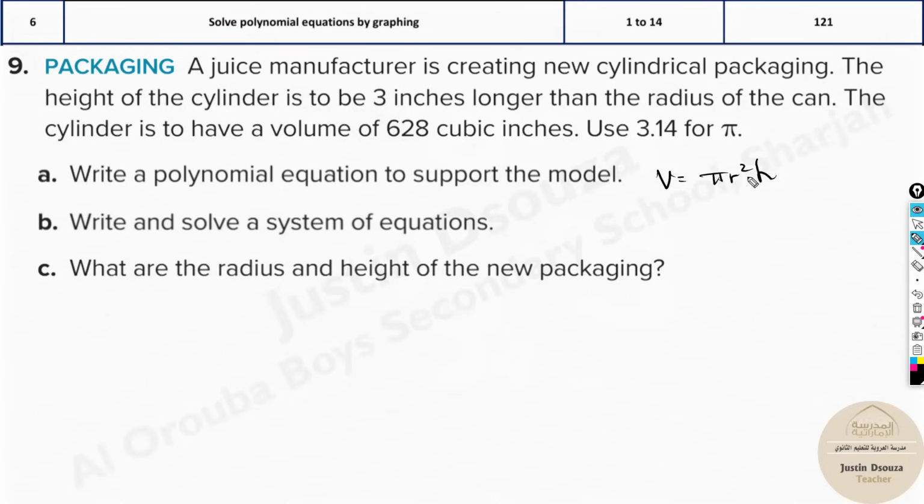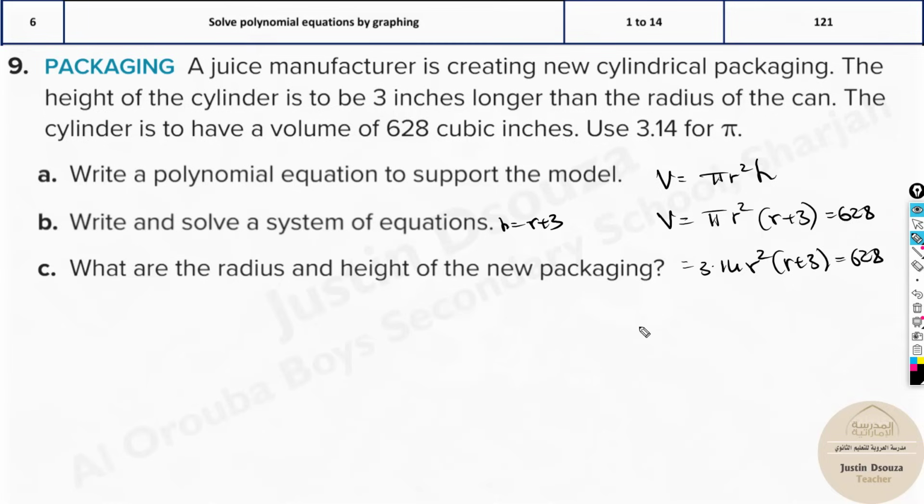Now, they have told us the height is 3 inches longer than the radius. So V is equal to pi r square, where r is the radius, but what is h? h is equal to r plus 3, that's it. Now the cylinder is to have a volume of 628 cubic inches. And the pi value to be taken is 3.14. So 3.14 r square times (r plus 3) is equal to 628. You have to find the value of r.